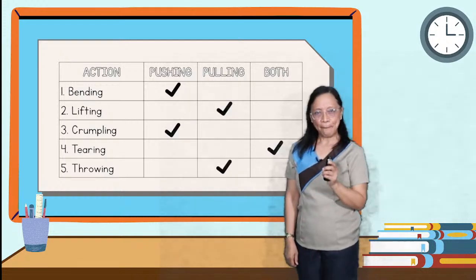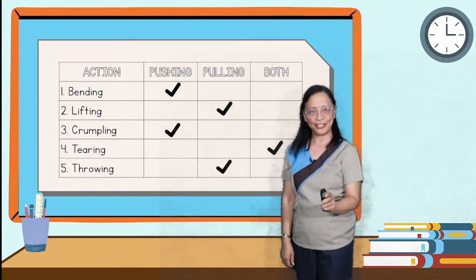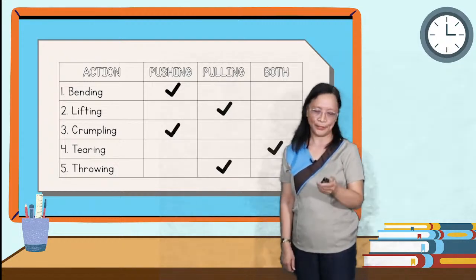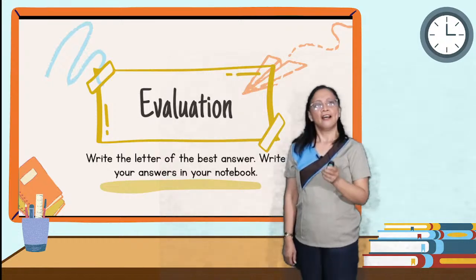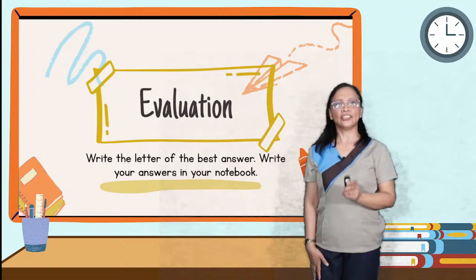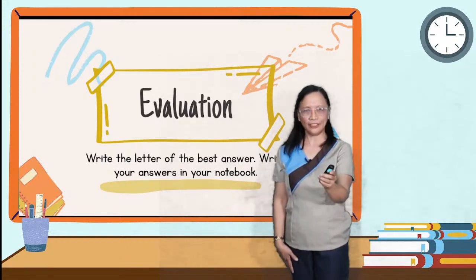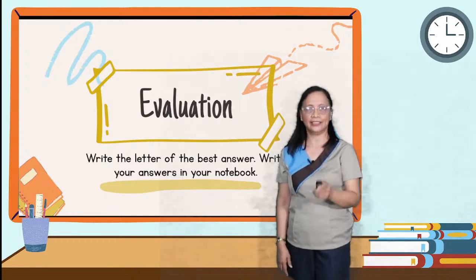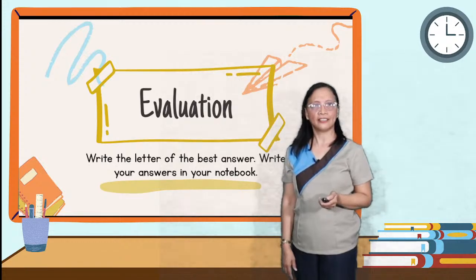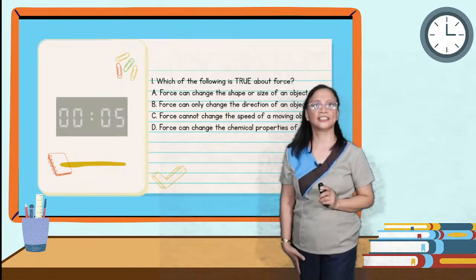Now, you can prepare in the comment box again, write the name of your school, the number, and get ready to write or type your answer. For the evaluation, write the letter of the best answer. Write your answer in your notebook. But those who want to answer in the comment box, do it right now. Number 1. Please use capital letter in writing the best answer. You're given 5 seconds.